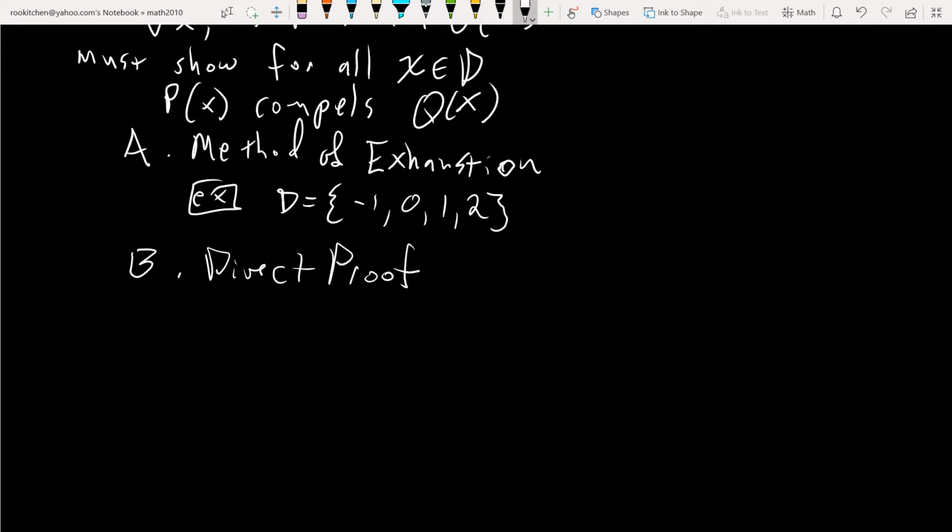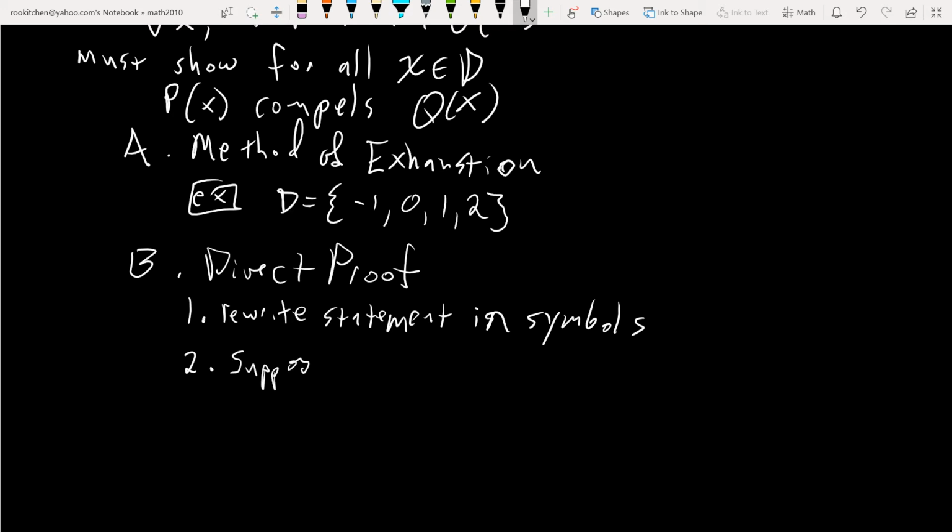So the book tries to give you a basic way of approaching these problems. And first, what you're going to do is reinterpret the statement in a symbolic form, get rid of all the nonsense. So rewrite the statement you're trying to prove in symbolic form. Secondly, you're going to do this thing that the book calls generalizing from a generic particular. So you're going to suppose x is a random element from the domain.